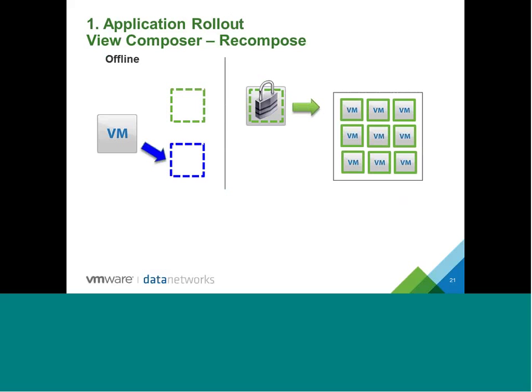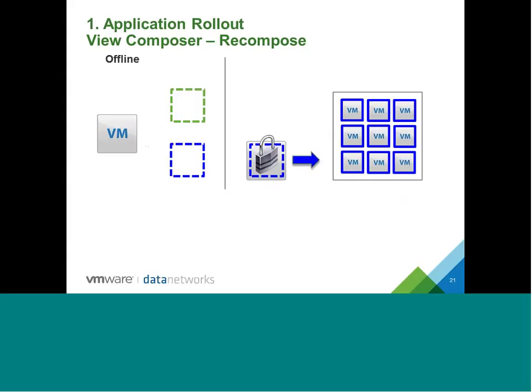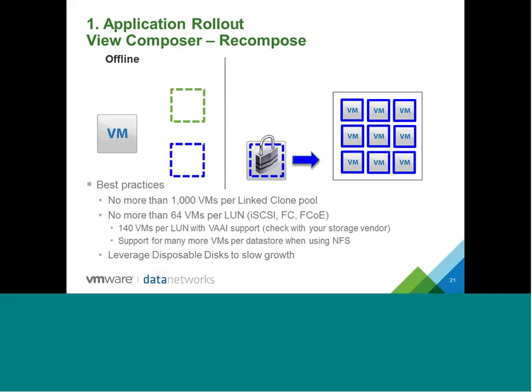Offline, we can compose, recompose. We can lock this down into a number of virtual machines. In some cases, depending upon the workload, especially a browser-based application like TestNav, you might be able to get 150 to 200 of these machines or endpoints on a blade, assuming we've got the right storage to accommodate that. So no more than 1,000 VMs per linked clone pool. That's pretty impressive. No more than 60 virtual machines per LUN on the storage side.